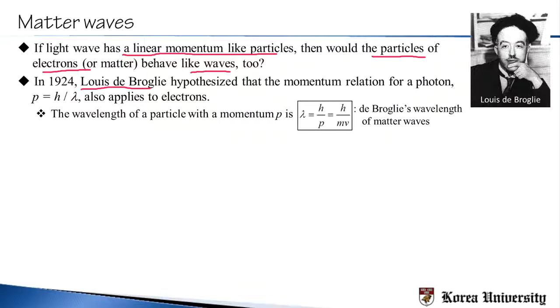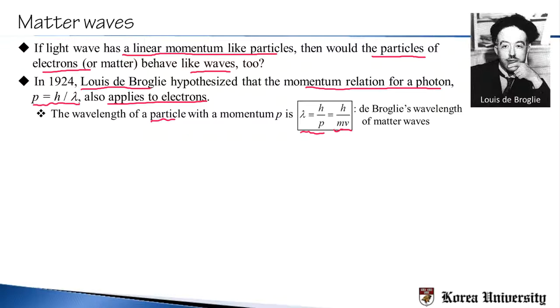So he assumed that this is correct, and he hypothesized that the momentum relation for photon also applies to electrons. Okay, what is the momentum relation for photon? This was Einstein's momentum relation, Planck constant divided by the wavelength. So if you rewrite this, now you can write that the wavelength must be Planck constant divided by the linear momentum. And if you have a particle which has a mass, now you can write this momentum to be mass multiplied by the velocity. Okay, so this is a very strange idea because matter like electrons are actually waves.